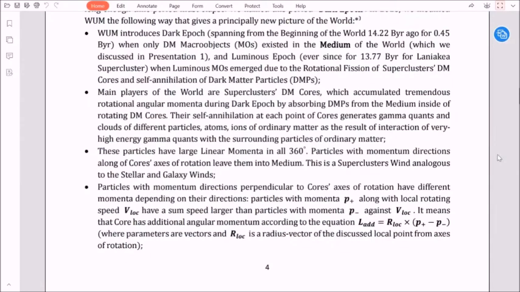Particles with momentum directions perpendicular to the core's axis of rotation have different momenta depending on their directions. Particles with momenta p plus, along with the local rotating speed v local, have a sum speed larger than particles with momenta p minus, against v local. It means that the core gains additional angular momentum according to the equation, where the parameters are vectors and r local is the radius vector of the discussed local point from the axis of rotation.